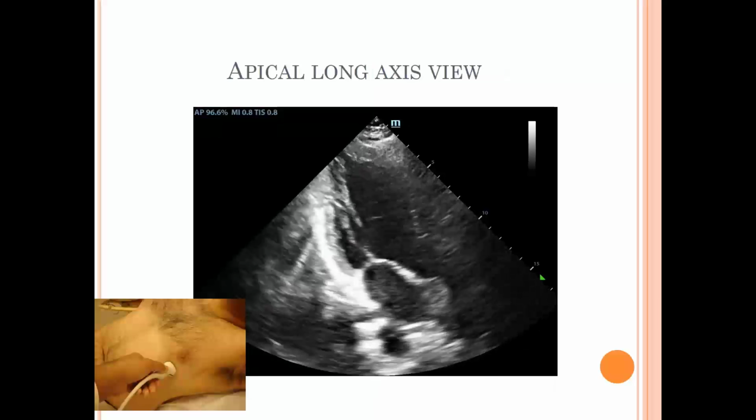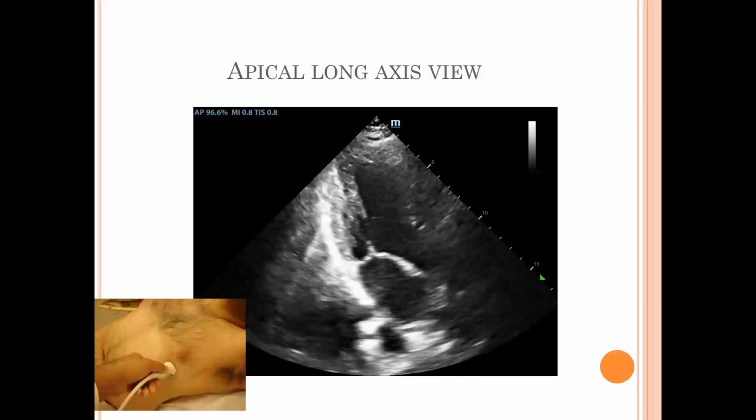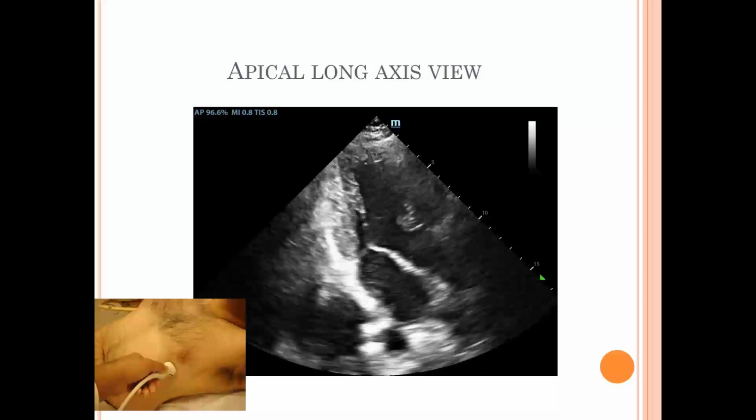And this is, as the name says, the apical long axis view. It is the same thing as the parasternal, where we had the aorta, left atrium, and the left ventricle, but we got it from the apical view.